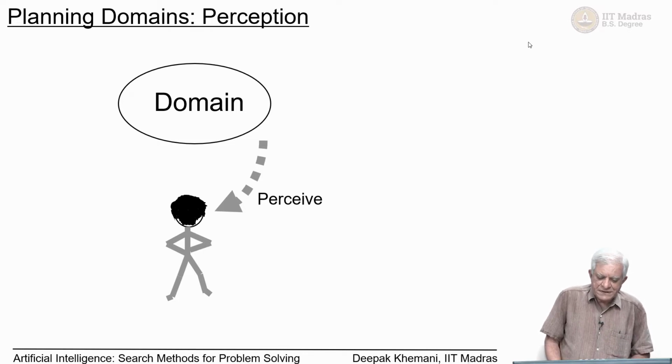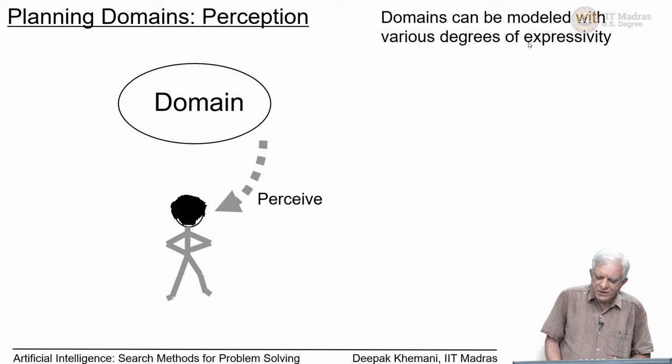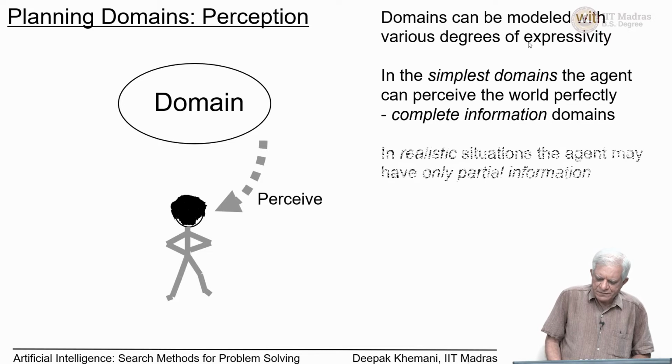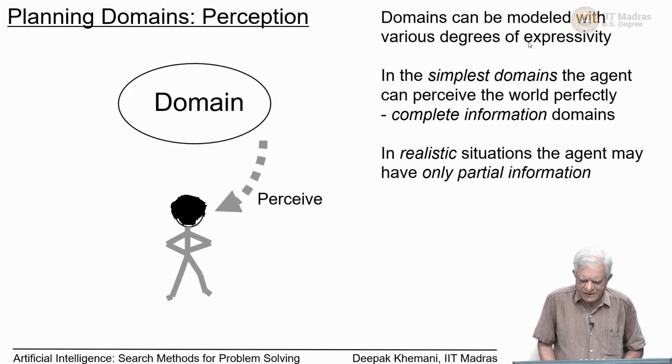Let us talk about perception. Domains can be modeled with various degrees of expressivity. In the simplest domains, the agent can perceive the world perfectly. The agent knows exactly what is happening in the world. That is true even for the board games that we spoke about. These are called complete information domains, but in realistic situations, the agent may have only partial information. We never have full information of what is happening in the world that we are operating in.